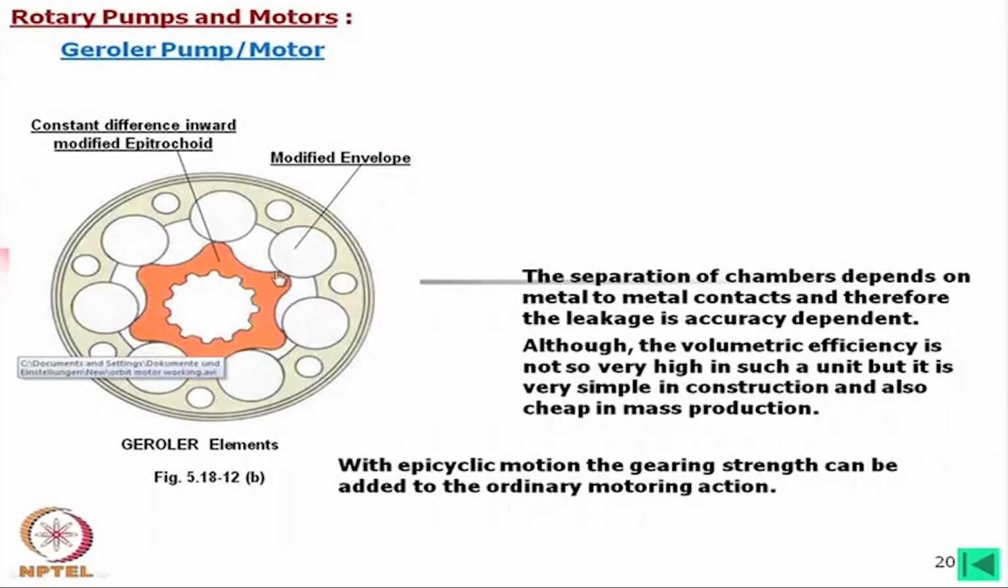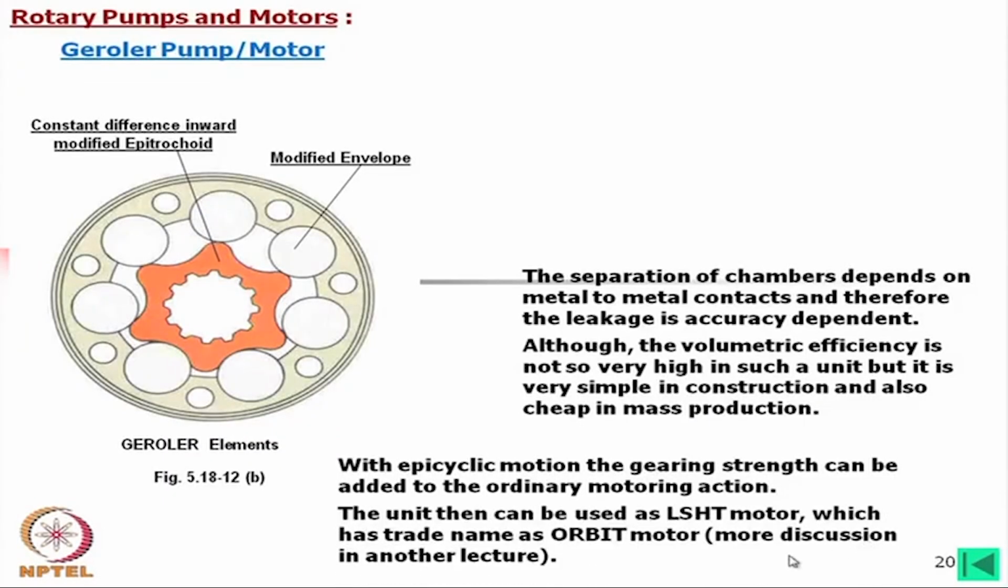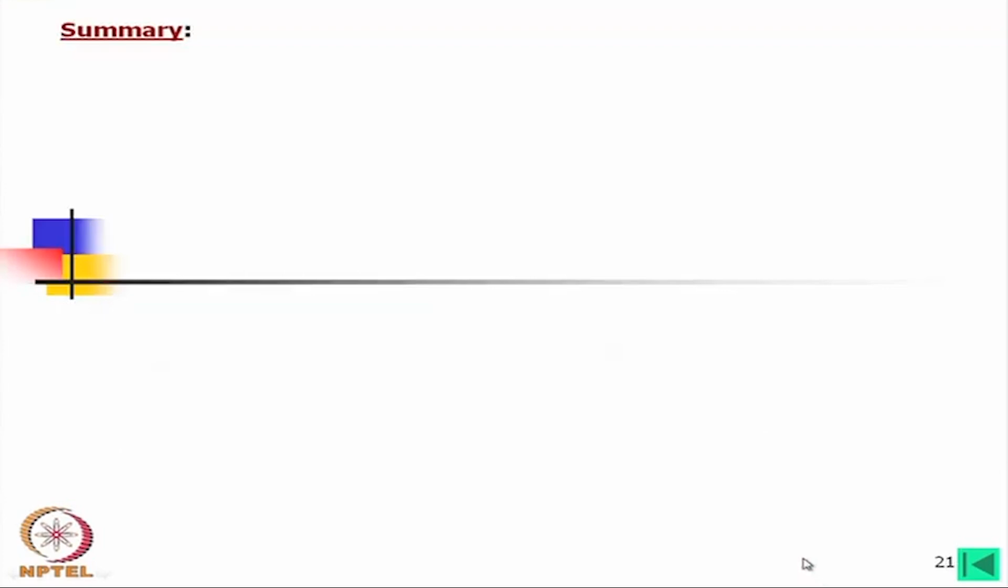However, these are the elements called gerotor elements, and the other one, with the integral rollers, is called a G-rotor. Both elements are used either as fixed axis or with planetary motions. If it is used with planetary motion, then it is used only as a motor. If it is used with a fixed axis, then it can be used as both pump as well as motor. Again, it is LSHT, meaning low speed high torque motor.